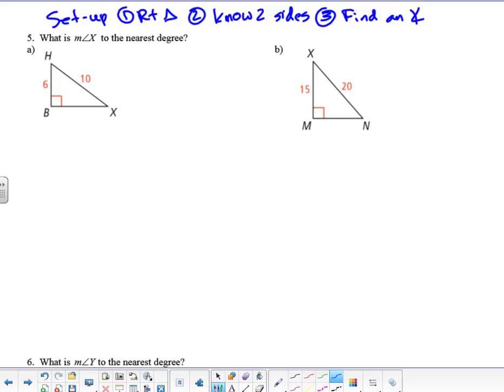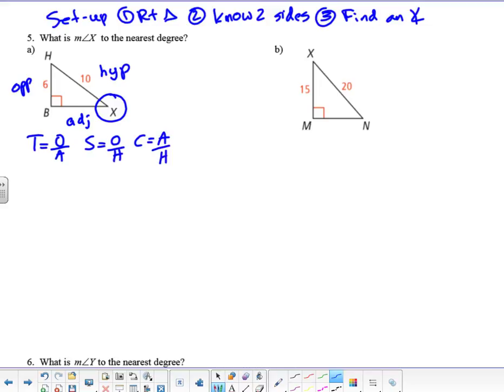So this time we're trying to find the measure of angle x. So we have the hypotenuse. This circle touches the adjacent. And we are looking for the opposite. So Tom's old aunt sat on her cat and hollowed.